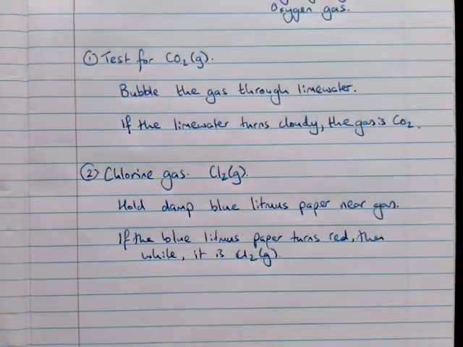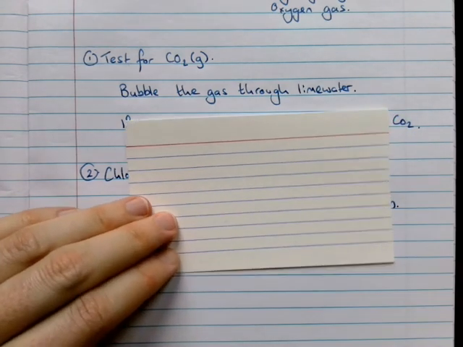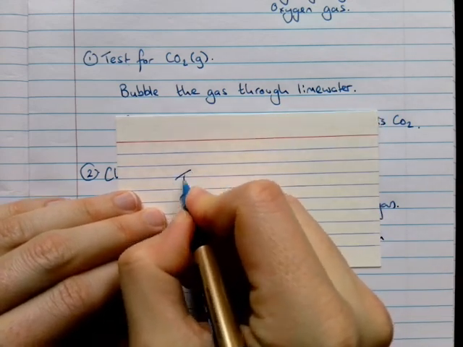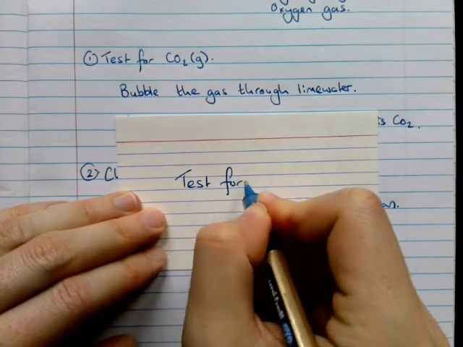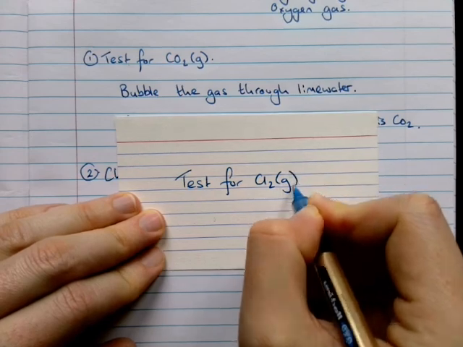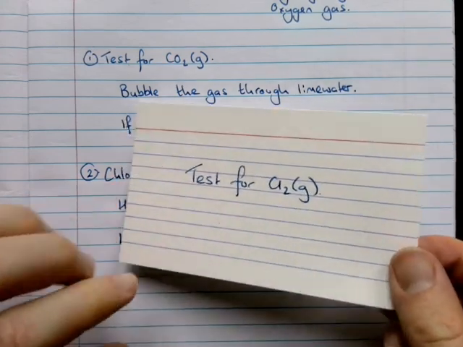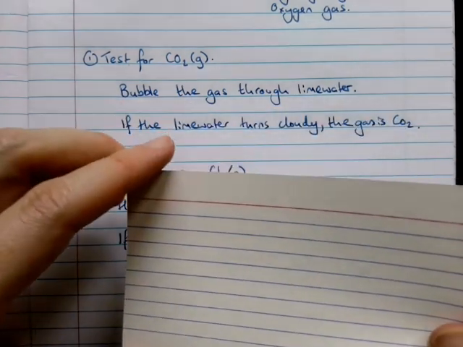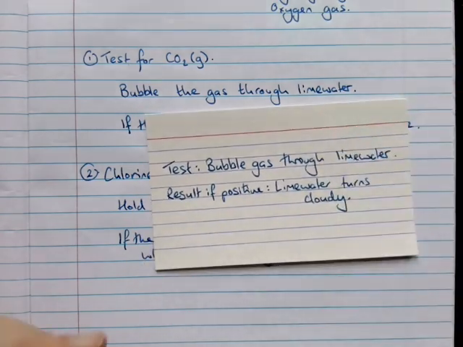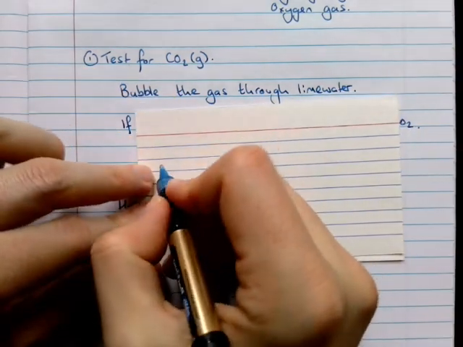So you're going to need to get yourself a flashcard. On one side you can write test for Cl2 gas. And then same as before, the same as we did for this one, we're going to write out the test.